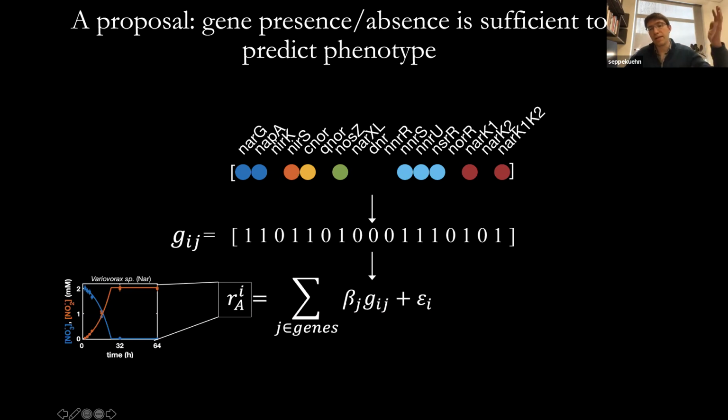Okay, so if beta J is high, you get a big boost in the rate at which you do nitrate reduction if you have that gene. And so these are observed quantities that are measured in the laboratory. These we've sequenced, of course. And this is not a straightforward regression problem in the sense that we have too few data points and too many independent variables. And so what we have to do is regularization.